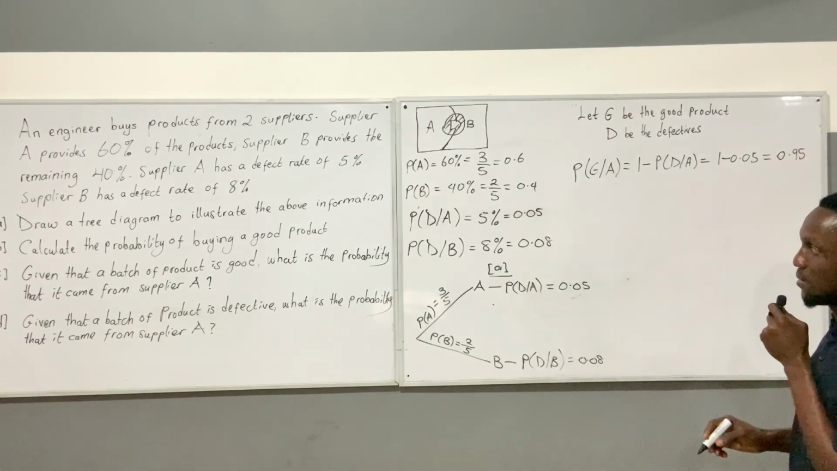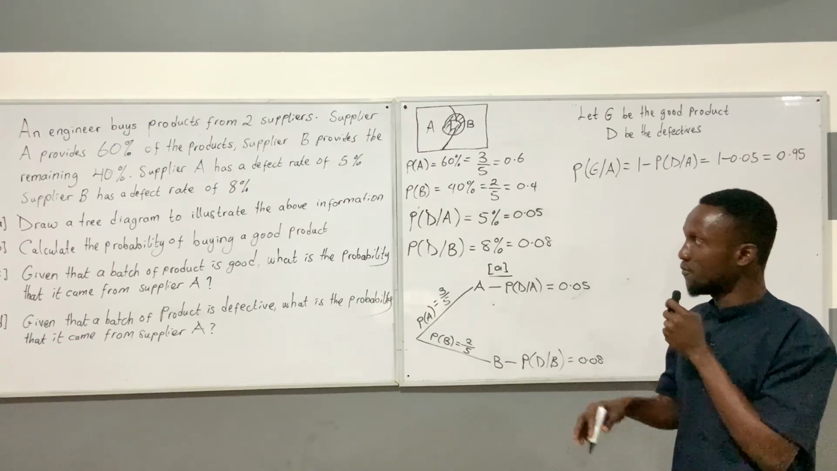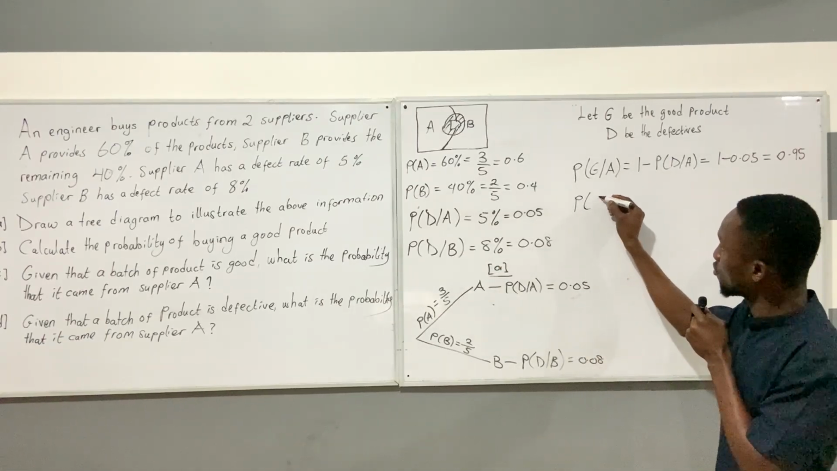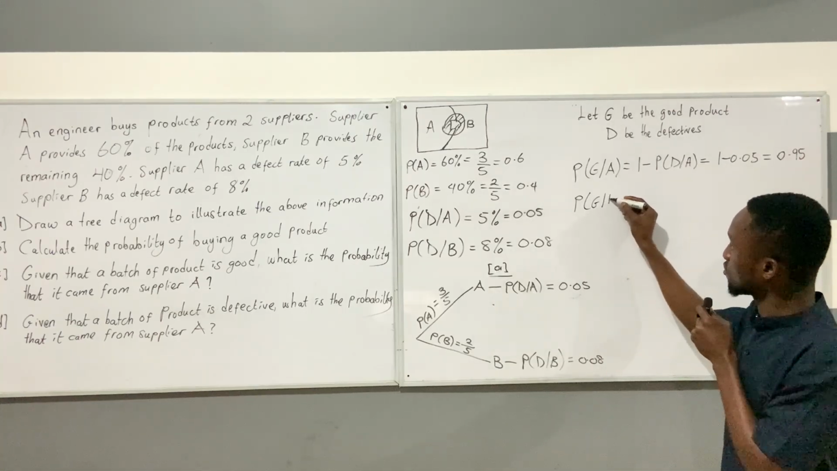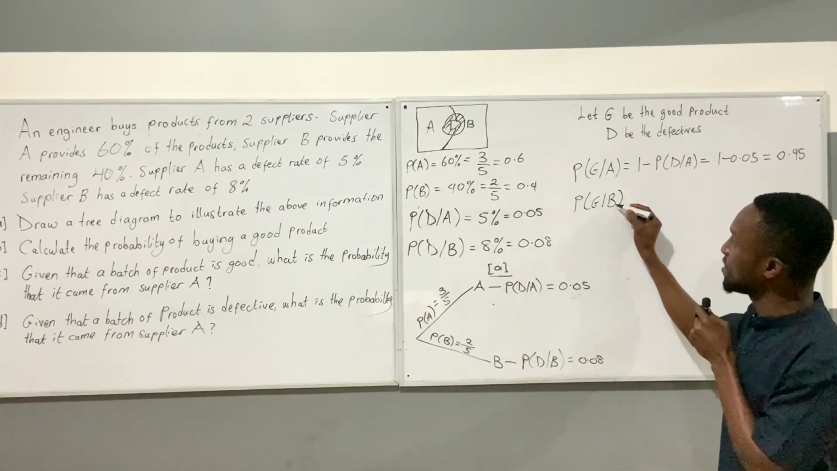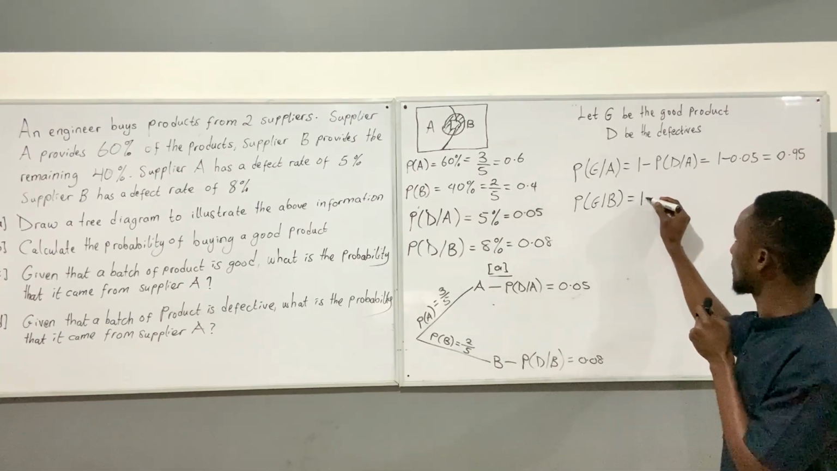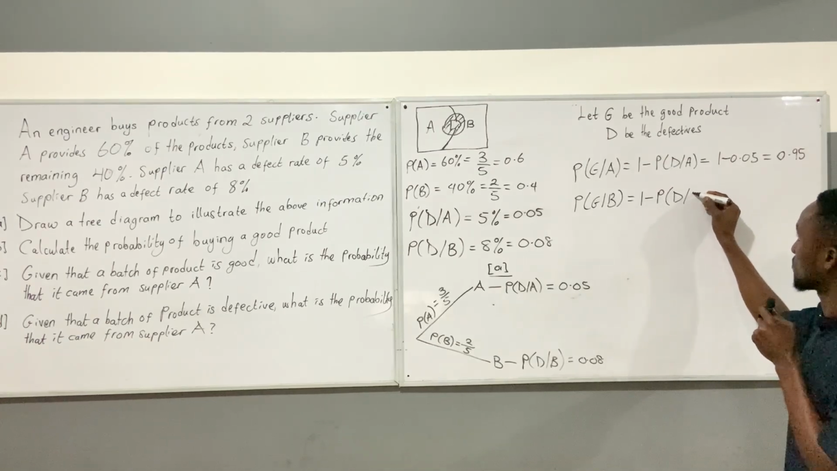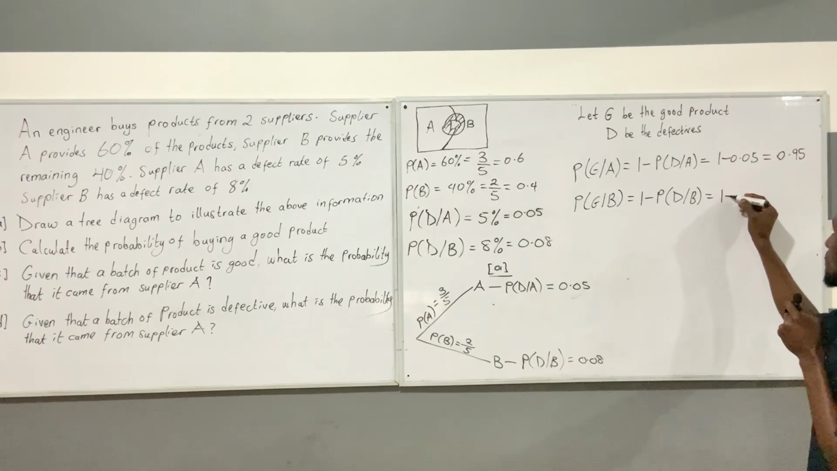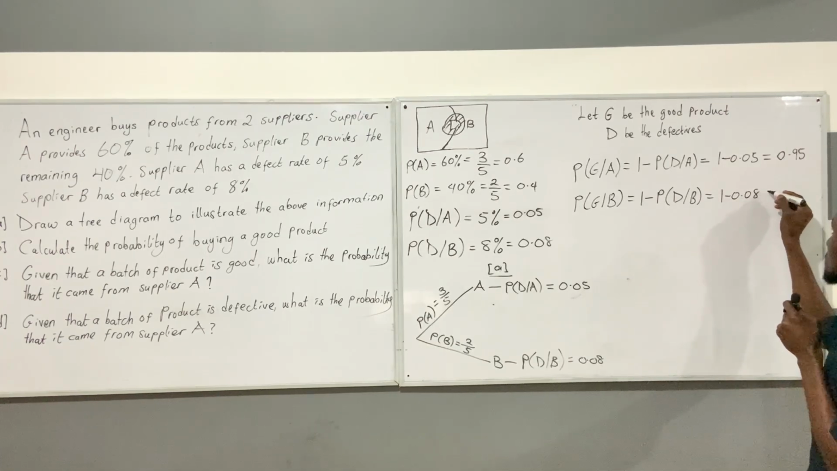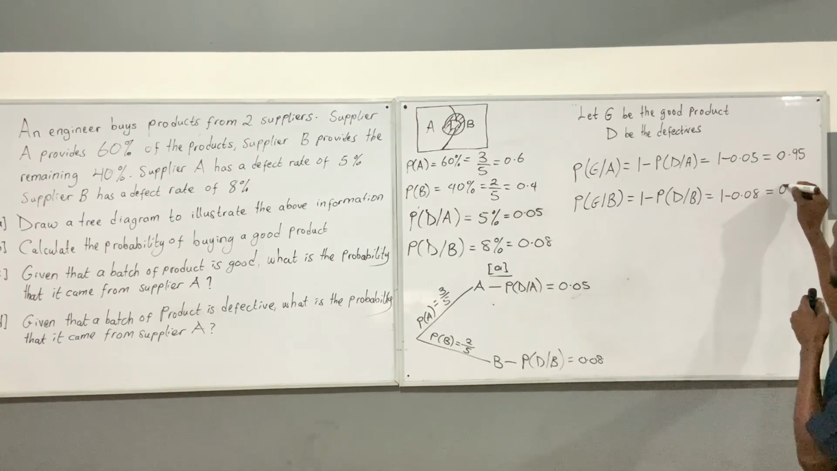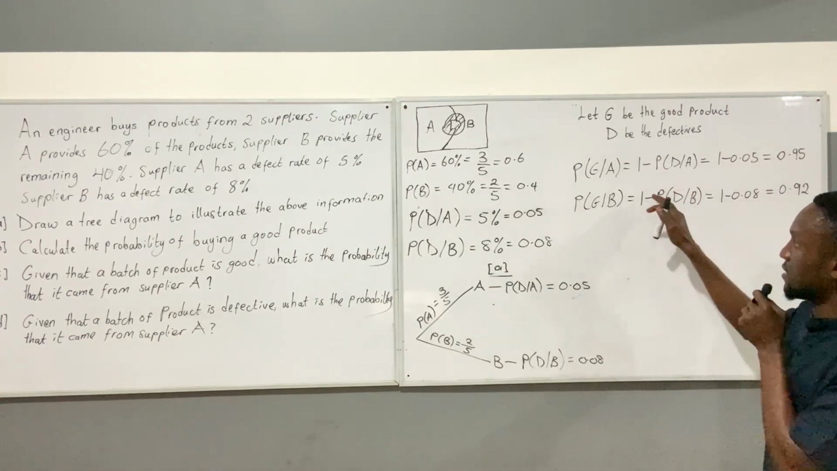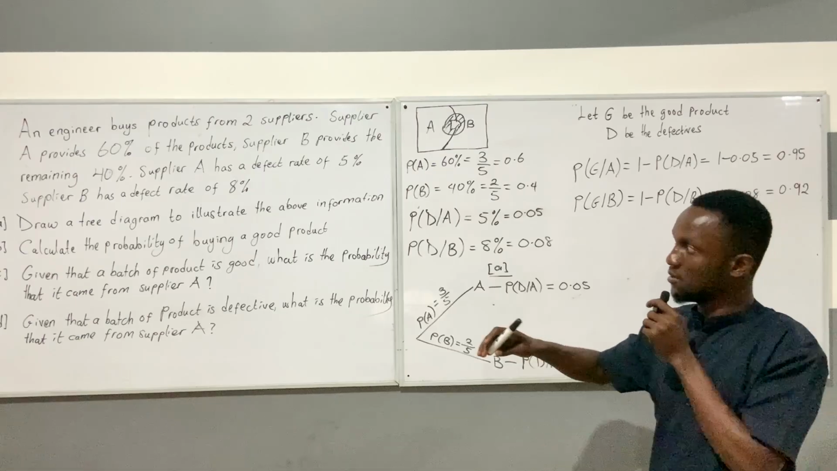0.95. In the same way, we have to calculate for supplier B. So the probability of a good product coming out from supplier B is given by 1 minus P of the defective coming from supplier B, which is 1 minus 0.08, and this gives us 0.92. So now we can use this data to calculate the probability of what?